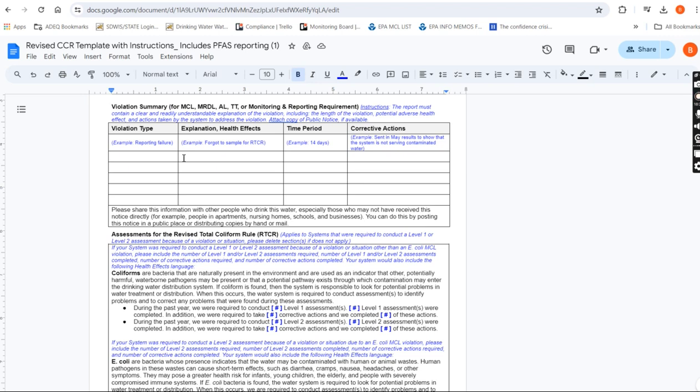For time period, we're looking for the month, quarter, or if it happened several times, just include when that happened during the year and what corrective actions have been taken. If it is something like late reporting, you can say submitted the late data. If it is missed monitoring and you resumed monitoring the following month, something like that, but just in plain language, what your system has done to correct that violation or what they'll be doing to prevent it in the future.